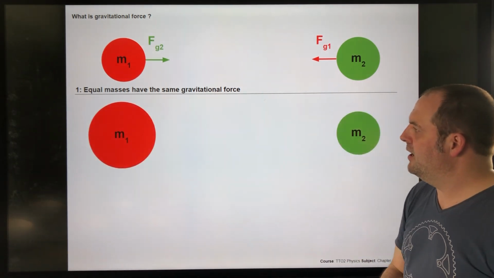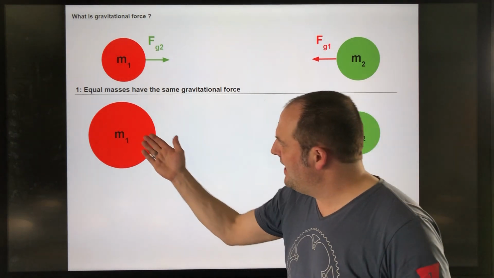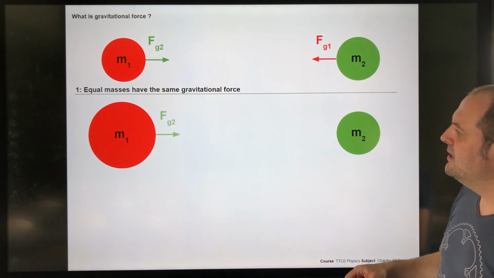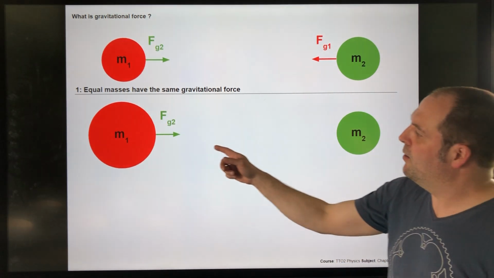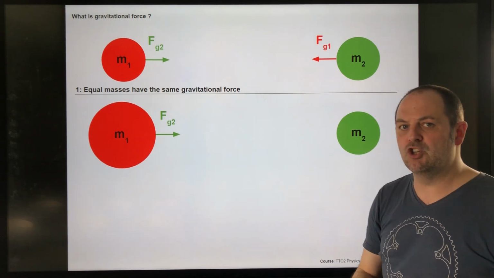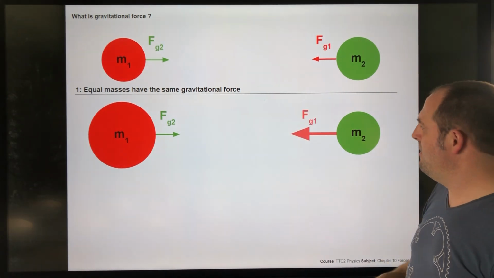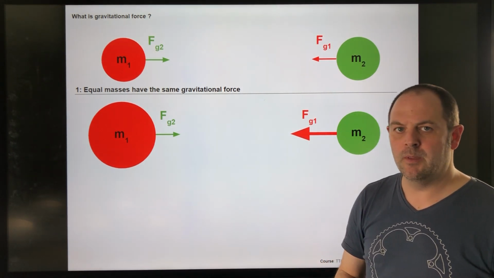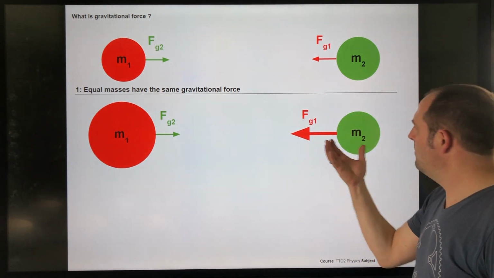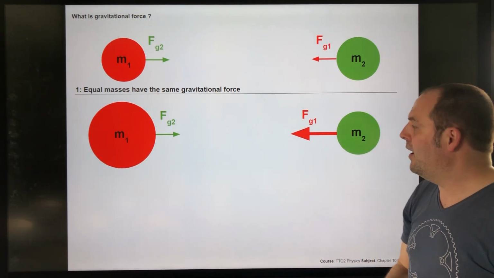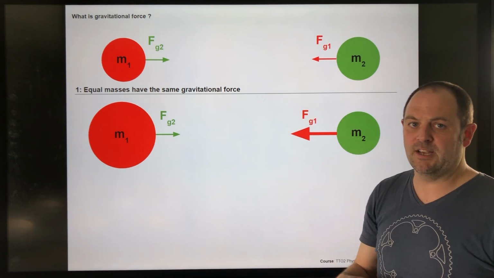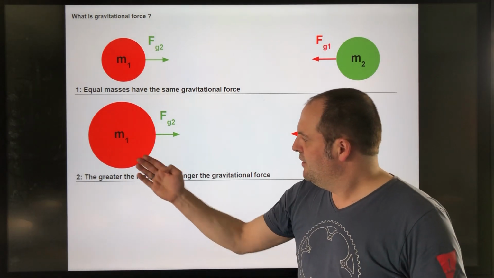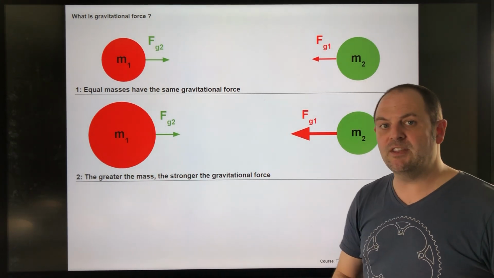Well, now take this situation. In this situation you see that mass number 1 is larger than mass number 2. If that is the case, then the gravity force pulling on mass number 1 created by mass number 2 is going to be smaller in magnitude than the force of gravity caused by mass number 1. So mass number 1 pulls an object with a smaller mass with a bigger force towards the center of that mass. So the second rule that you need to know is this: the greater the mass, the stronger the gravitational force will be.